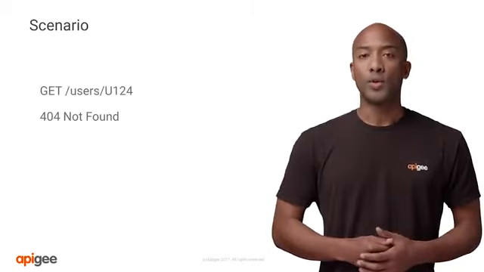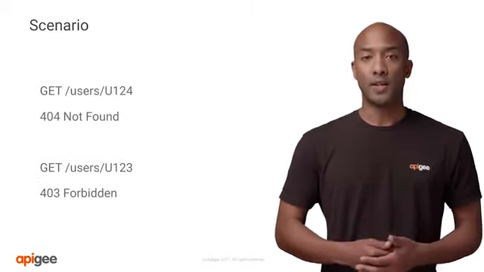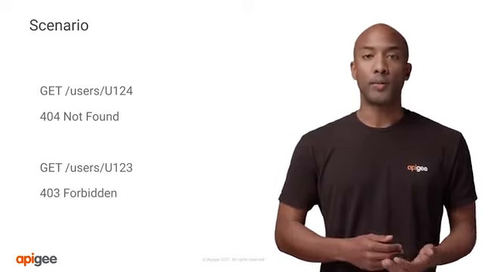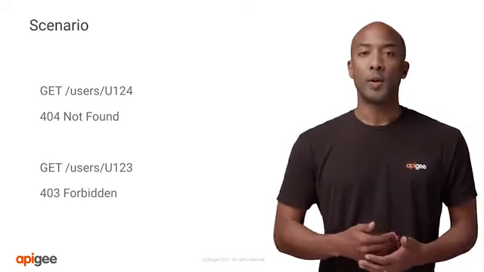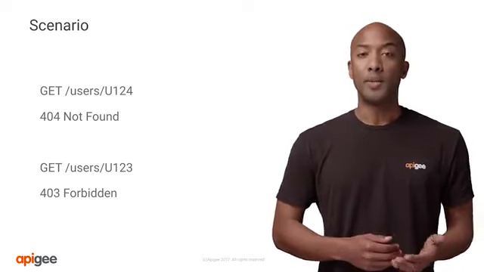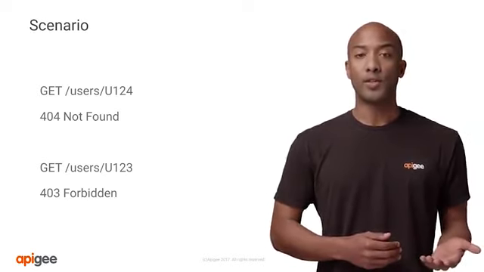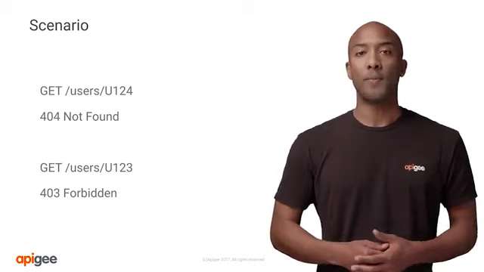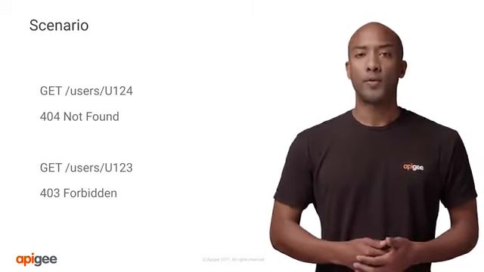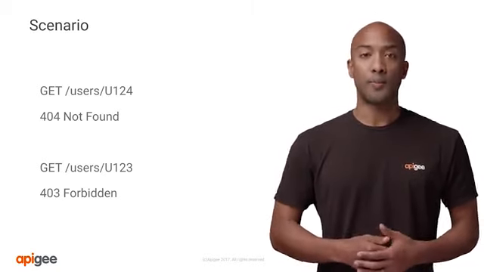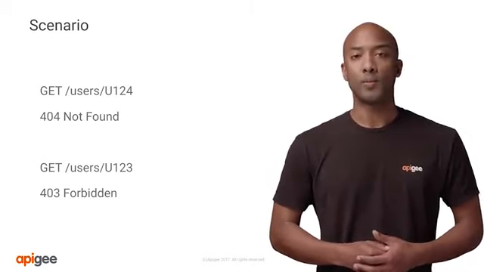Let's take a look at a couple of scenarios. Assume the following GET request returns a 404 not found. Then assume that the next GET request returns a 403 forbidden. So the user exists, but it's not accessible. A malicious actor could use these requests to determine if a user ID is valid or not. Consider returning a 404 not found for all requests to GET/users.